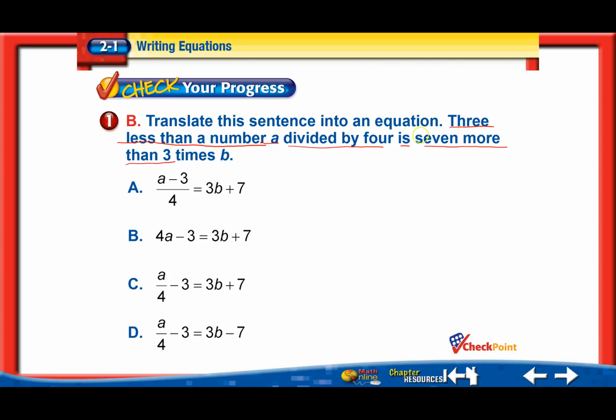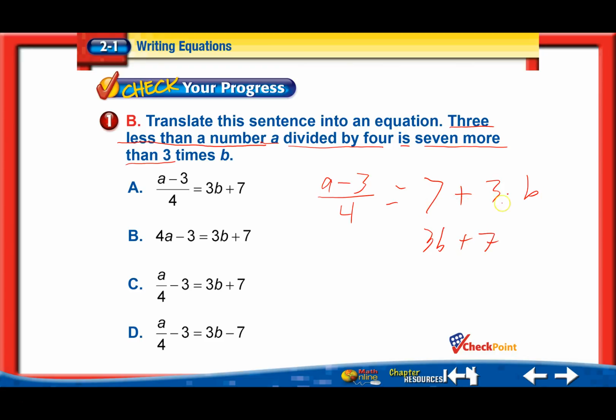So let's go: 3 less than a number. It looks like they're using A, because they told us to. A minus 3, because 3 less than, so we're taking 3 away, divided by 4, put that over 4, equals 7 more than 3 times B. I could write 3 times B, but it'd probably be easier to flip this all the way around, and that's what it looks like they did over here. So it'd be 3B plus 7.